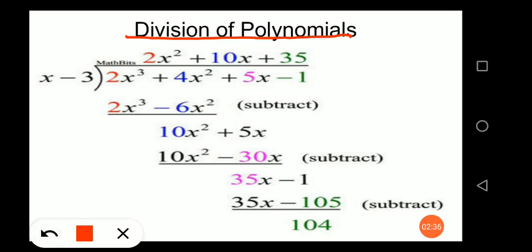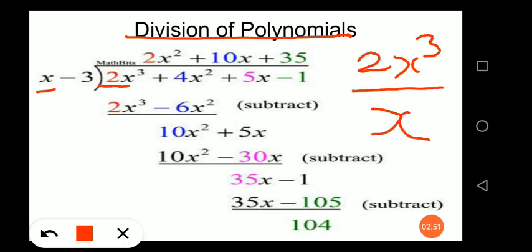Now let's start dividing. For that we will look at the first term of the dividend and the first term of the divisor. So it is 2x cubed and the first term of the divisor is x. We will divide these two terms. It is very simple to divide these two terms. When we divide, we get 2x square. So this 2x square is our quotient's first term and we will write it there.